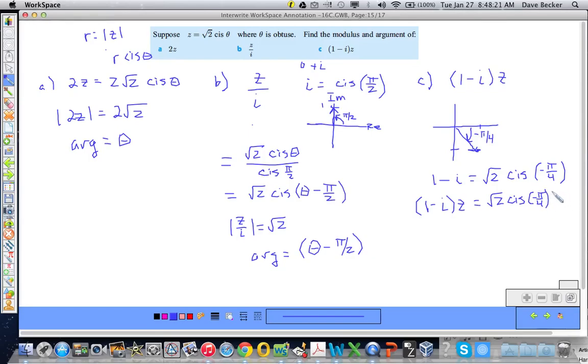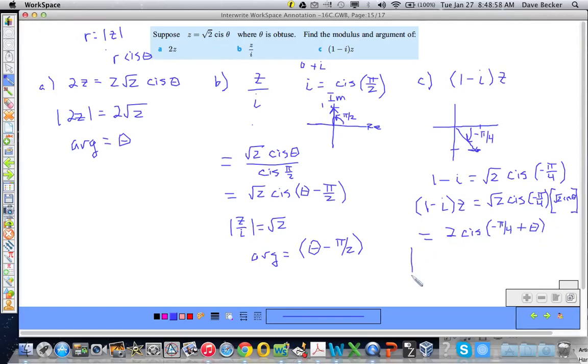Can I do it? Let's see. Times, and z is root 2 cis theta. All right, so what does that become? It equals, well, root 2 times root 2 is 2. And by the property of cis, I can rewrite cis negative pi over 4 times cis theta as cis of negative pi over 4 plus theta. So we are in business, right?